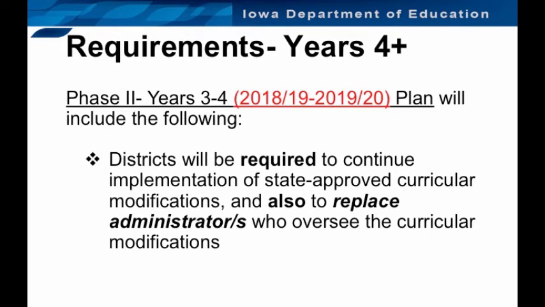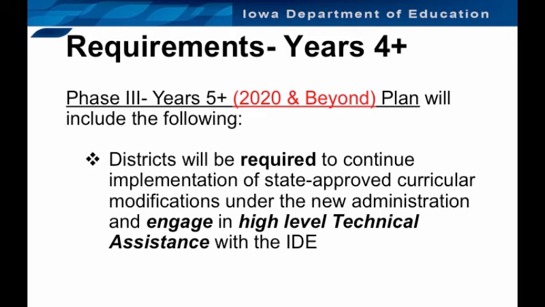The plan will include the following. Districts will be required to continue the implementation of state-approved curricular modifications and also to replace administrator or administrators who oversee the curricular modifications. Phase 3, in other words, years 5 plus, 2020 and beyond, will include the following. Districts will be required to continue implementation of state-approved curricular modifications under the new administration and engage in high-level technical assistance with the Iowa Department of Education.